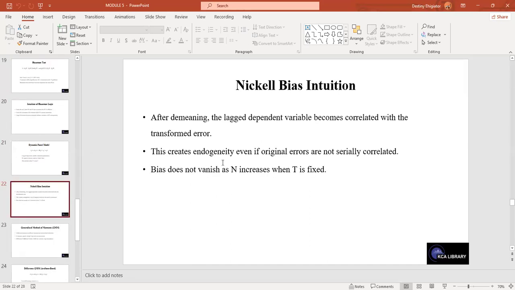Nickell bias intuition: after demeaning, the lagged dependent variable becomes correlated with the transformed error. This creates endogeneity, even if the original errors are not serially correlated. The bias does not vanish as N increases when T is fixed.